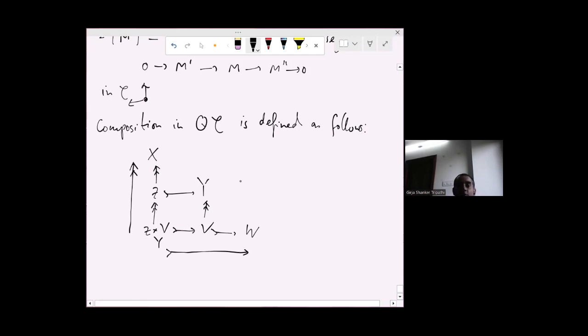So this defines composition in QC, a pair of morphisms from this object to Q, which is an admissible epimorphism, and a morphism which is an admissible monomorphism. So this is Quillen's category QC.